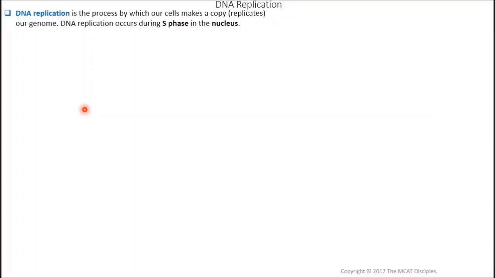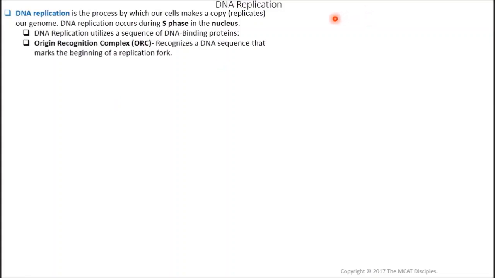So we've gone on a journey together through DNA replication and all of its nuances, and so now I just want to summarize one more time. DNA replication is the process by which our cells make a copy, or replicate, our genome. DNA replication occurs during S phase in the nucleus. DNA replication utilizes a sequence of DNA binding proteins.